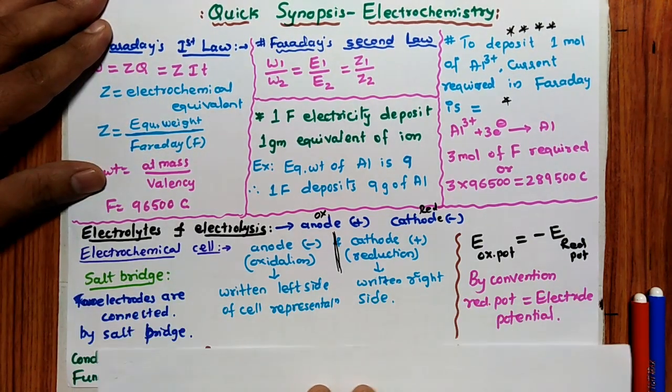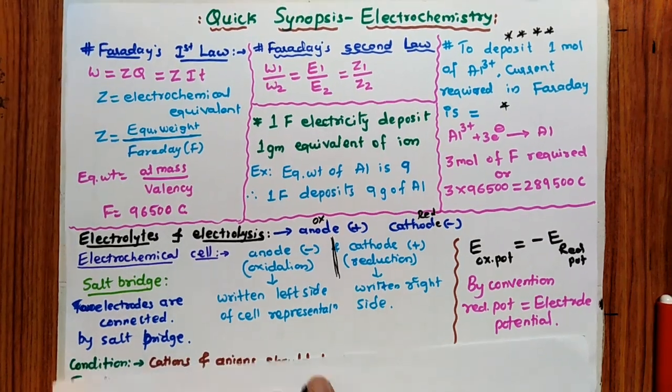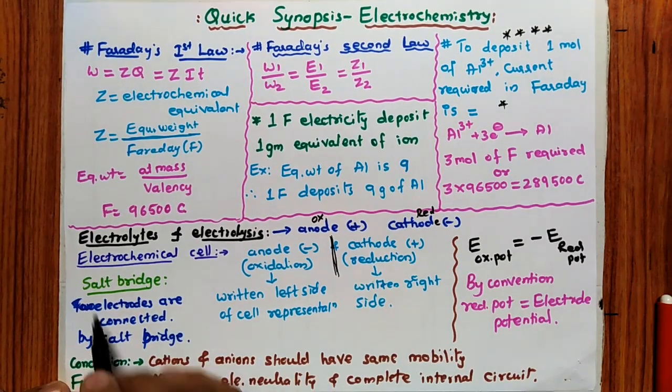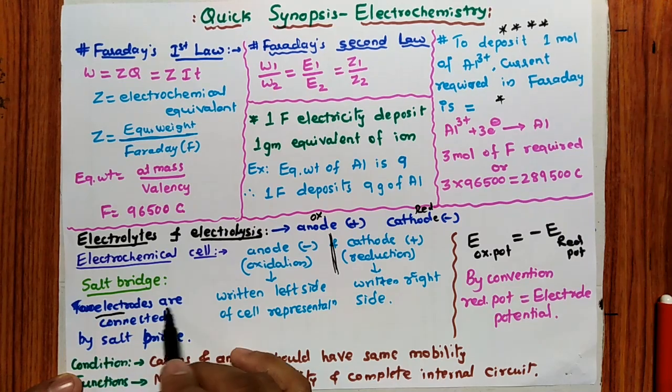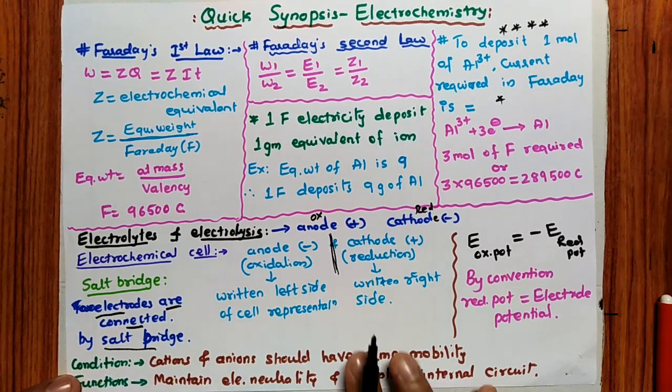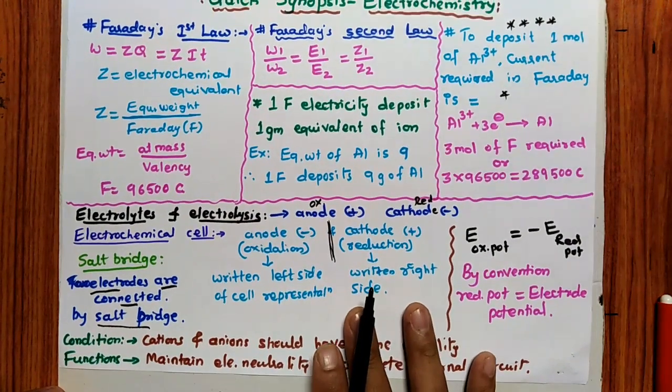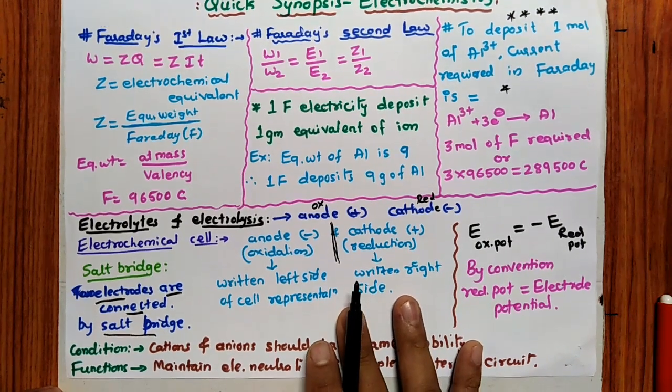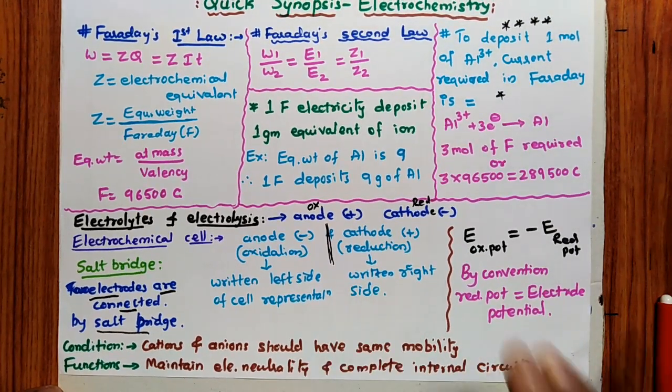Remember, the salt bridge is the one which connects the two electrodes. Two electrodes are connected with the help of a salt bridge. Then what is the condition to select a compound as a salt bridge? For example, KNO3 can be selected as a salt bridge salt. The reason is the condition that cation and anion should have the same mobility. Same mobility means same velocity.